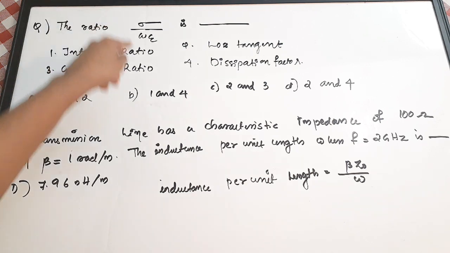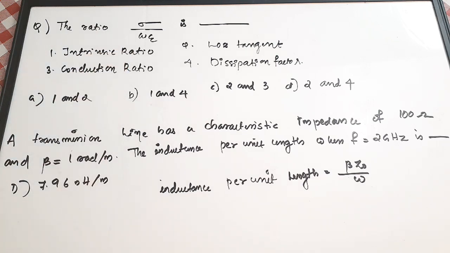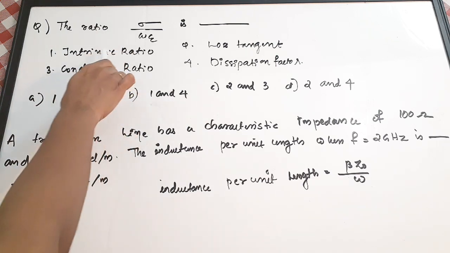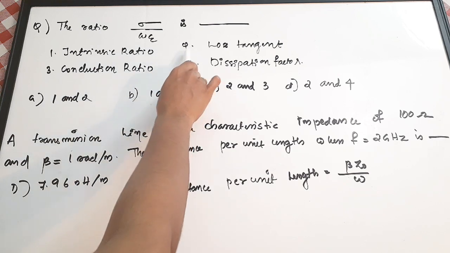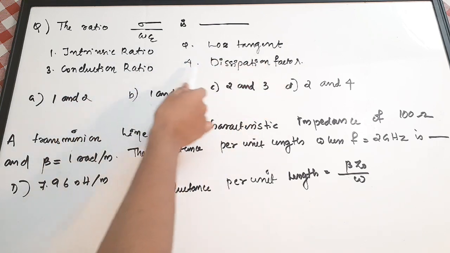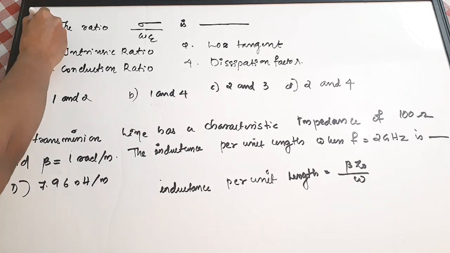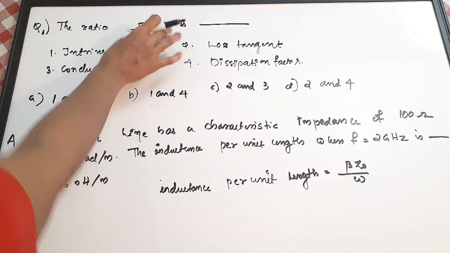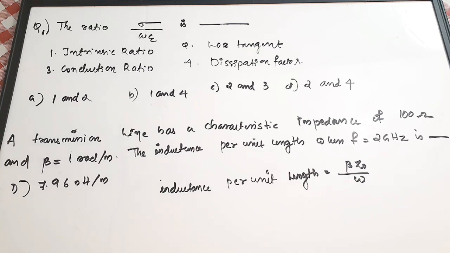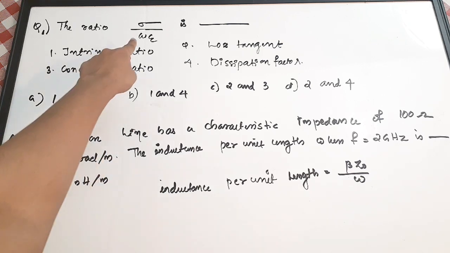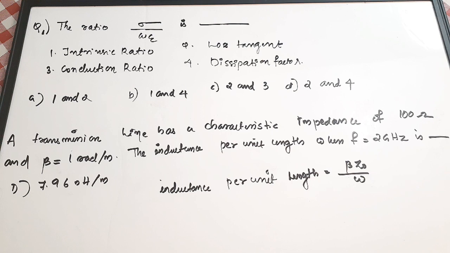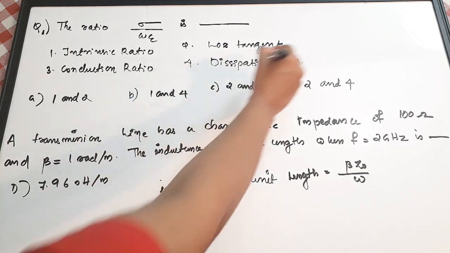The ratio sigma by omega epsilon is dash. The various options given are 1. Intrinsic ratio, 2. Loss tangent, 3. Conduction ratio, 4. Dissipation factor. Okay, so we have discussed this term in great detail while discussing the waveguide video. In that we have discussed that this is nothing but loss tangent, and it is generally represented by the letter delta.